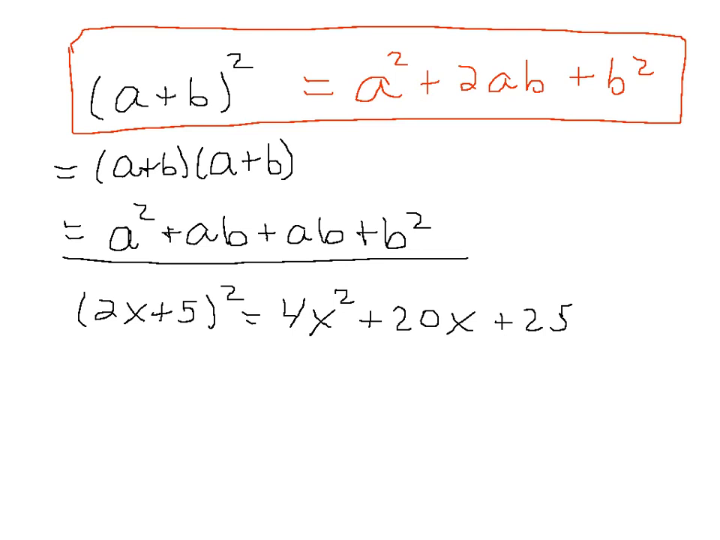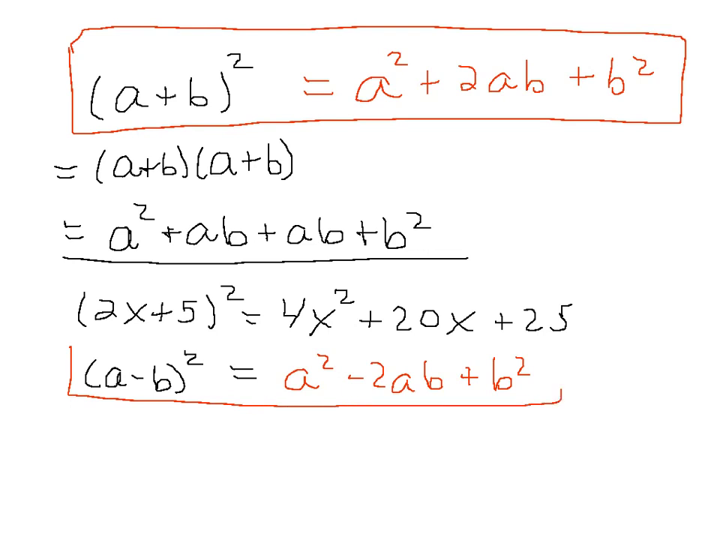So suppose instead of a plus we had a minus, in other words, if it was a minus b squared, if you were to write this out, just as we did here, and multiply it out, you should see that you get a squared minus 2ab plus b squared. So almost the same exact thing when you have a minus.